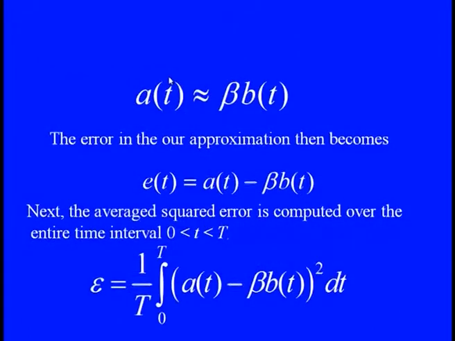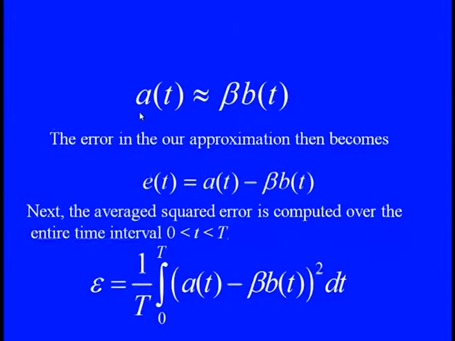So, when we are trying to see this, the first thing is A of t, which is the main signal, is almost equal to B of t multiplied by that constant beta, and whatever error there is in our approximation is nothing but A of t minus beta times B of t. And we want to average the square error, computed over the entire time period, capital T.